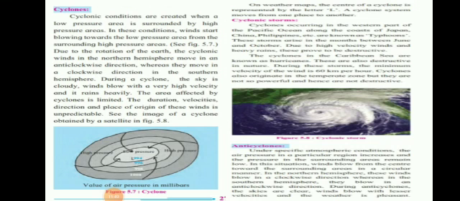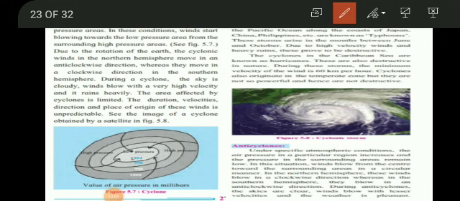Due to the rotation of earth, the cyclonic wind in the northern hemisphere moves in an anti-clockwise direction. So they are moving in anti-clockwise direction because of the rotation of earth. This we have already seen previously. Here we are just doing the revision. It is moving anti-clockwise in the northern hemisphere, whereas they move in a clockwise direction in southern hemisphere.